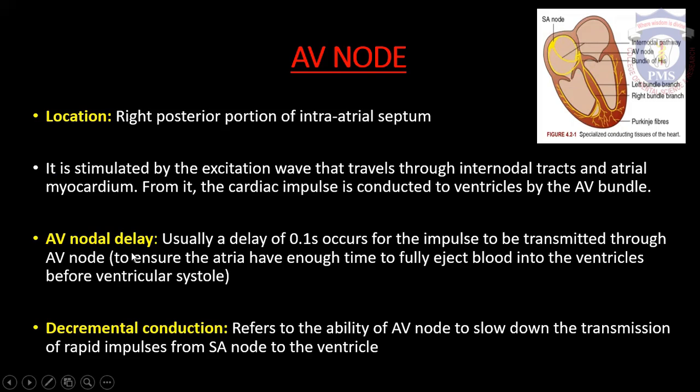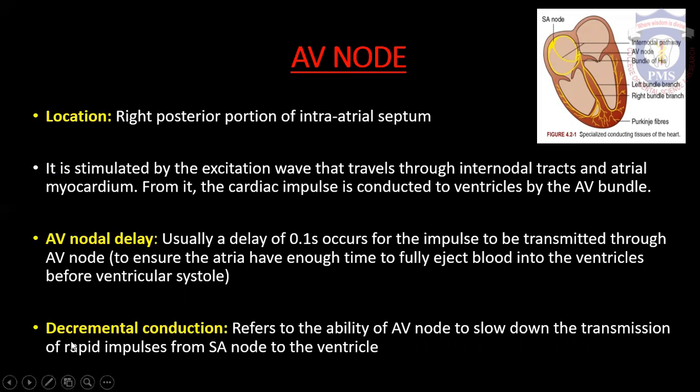Now, what is AV nodal delay? Usually there is a delay of 0.1 second for the impulse to get transmitted through the AV node. I repeat, whenever the impulse reaches the AV node, there is usually a delay of 0.1 second. Why? To ensure the atria have enough time to fully eject blood into the ventricle before the ventricle contracts. So, in order to ensure the proper ejection of blood from the atria into the ventricle, there is a delay of 0.1 second for the impulse to get transmitted through the AV node, and that is called AV nodal delay, which is of physiological significance.